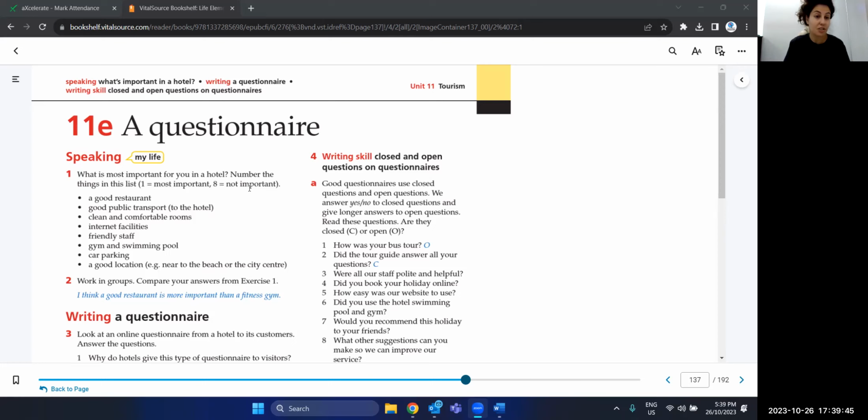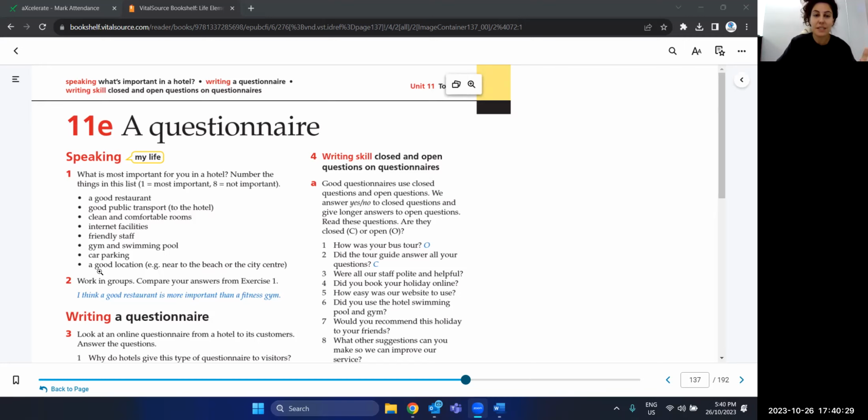Is it that the hotel has a good restaurant, that it has good transportation, like a bus stop next to it so you can go into the city or to the airport? Is it that the rooms are clean and comfortable? Is it that there's internet, that you could use the Wi-Fi? Is it that there's friendly staff, friendly workers? Or do you really care that there is a gym and swimming pool or a car park? Maybe when you go to a hotel, you need to park your car. You don't want to park in the street and pay lots of tickets. Or is it that it's in a good location? It's near the city, wherever.